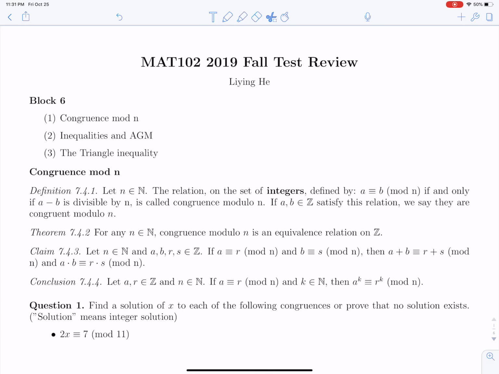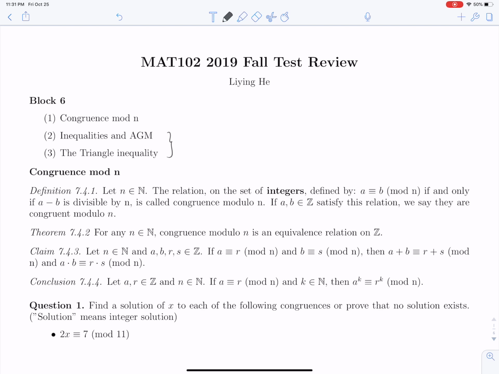Hello everyone, today we're going to talk about block 6, which is congruence mod N, inequalities and AGM, and the triangle inequality. This is a part a lot of students find really confusing, really hard, and the last two parts were usually covered.